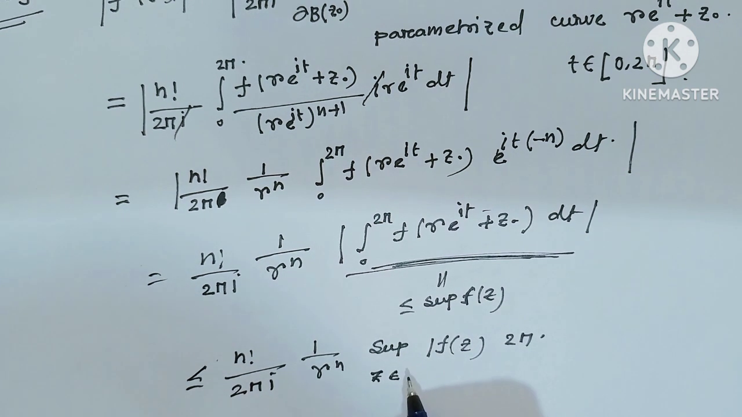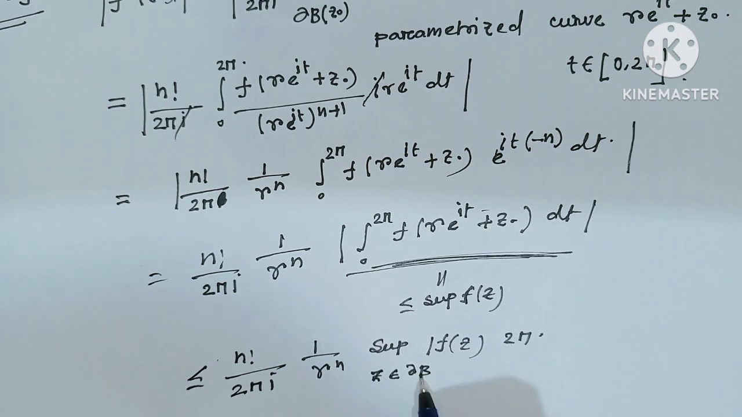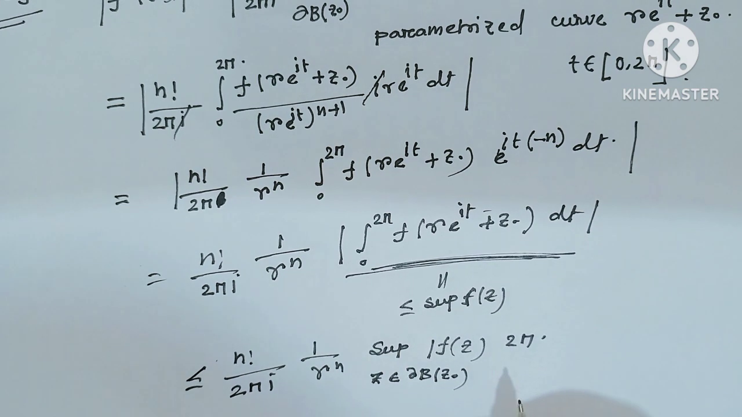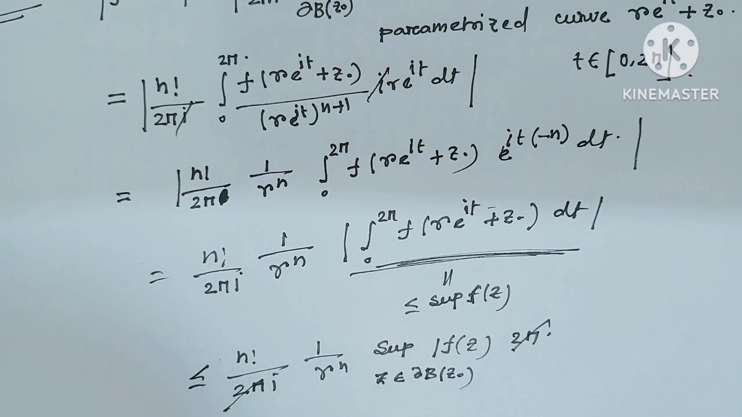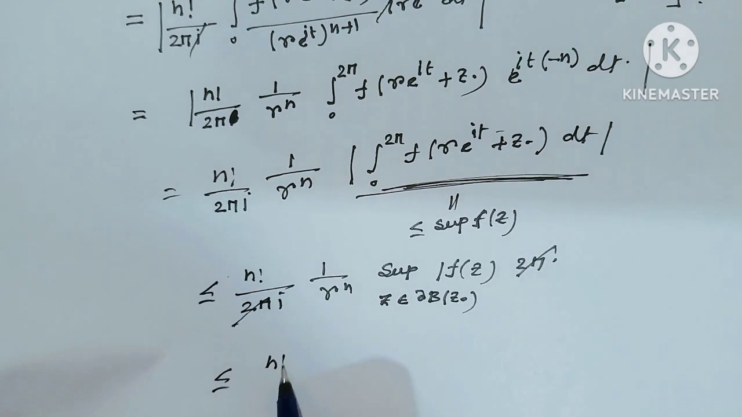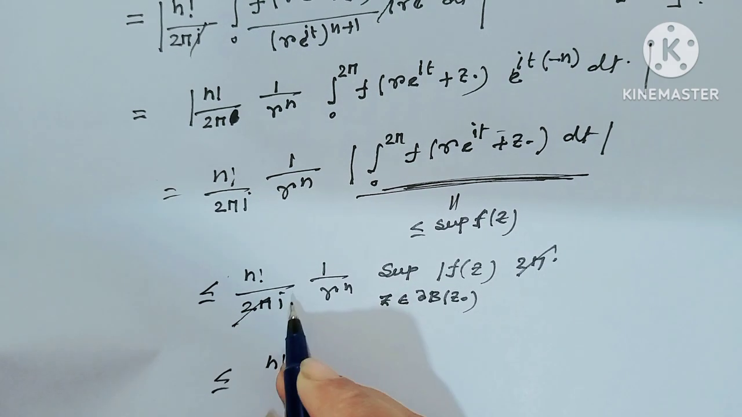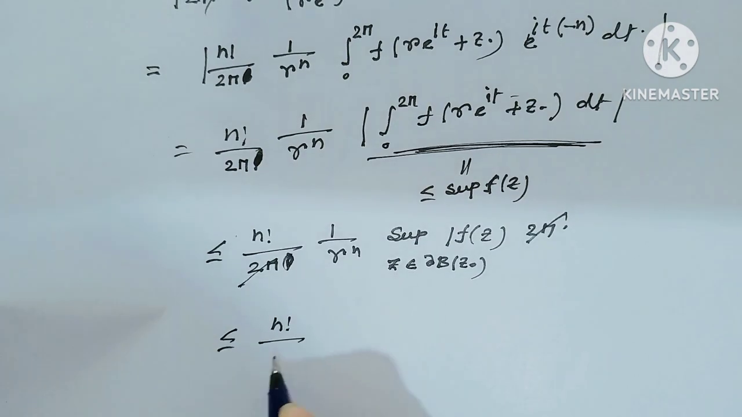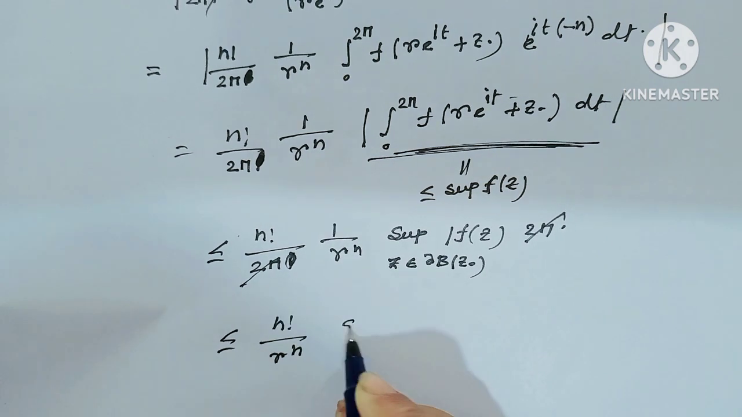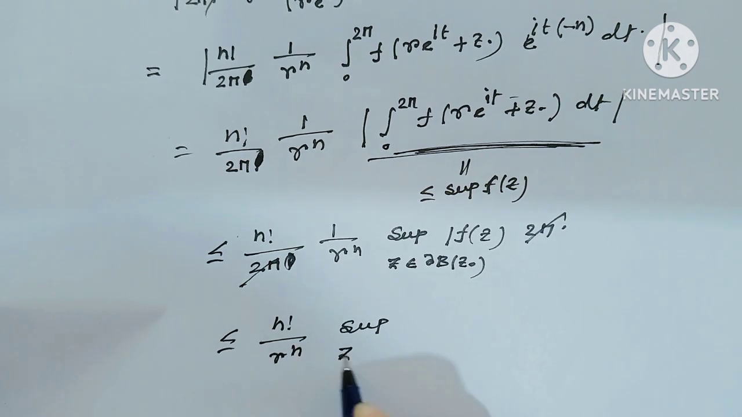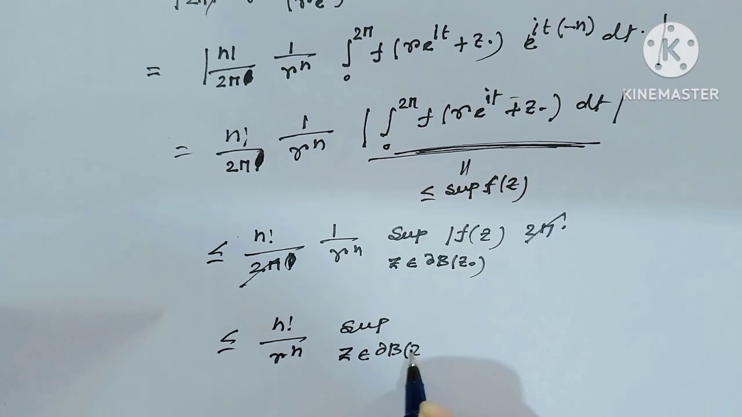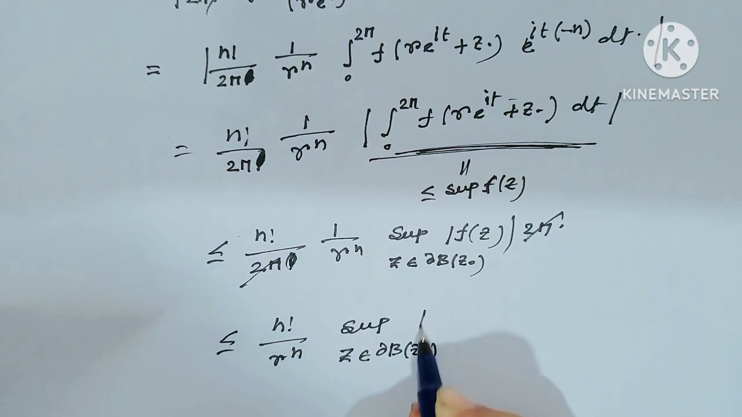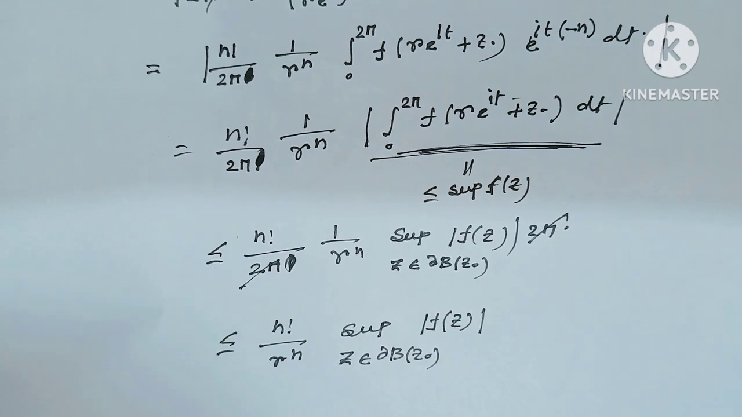and here z belongs to ∂B(z0). That means the 2π and 2π cancel, and the i also cancels, so this value is less than or equal to n factorial over r to the power n times the supremum, over z belonging to ∂B(z0), of the absolute value of f(z). I hope all my viewers have understood this.